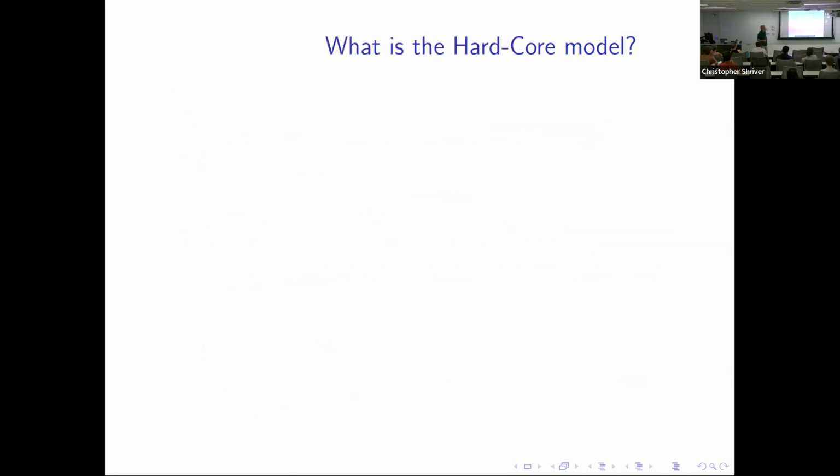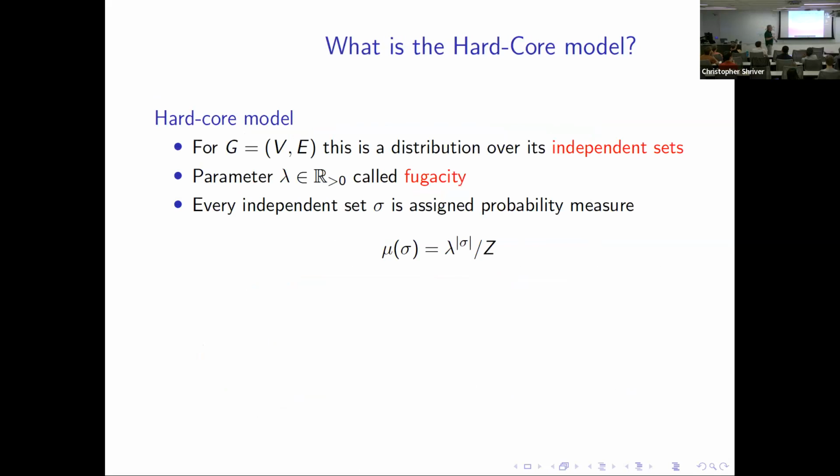So what is the hardcore model? We have again a graph G. The hardcore model is a distribution over the independent sets, right? An independent set is a subset of vertices that does not span edges. We have this parameter lambda, which in my talk I call fugacity. And every independent set sigma is assigned probability measure mu of sigma, which is fugacity raised to the size of the independent set, and we divide by the partition function.